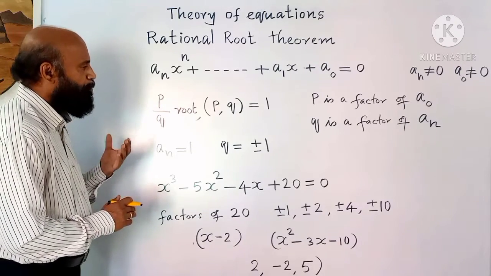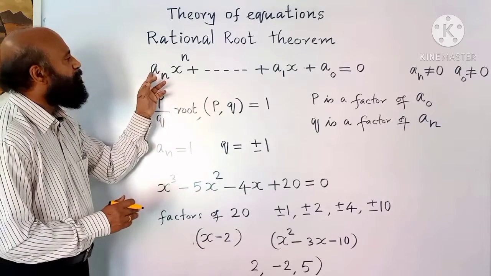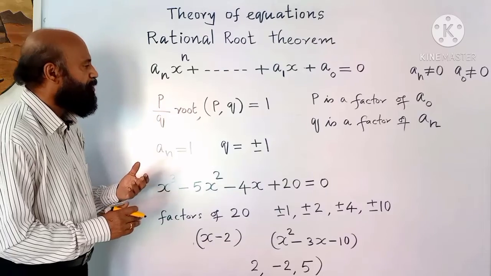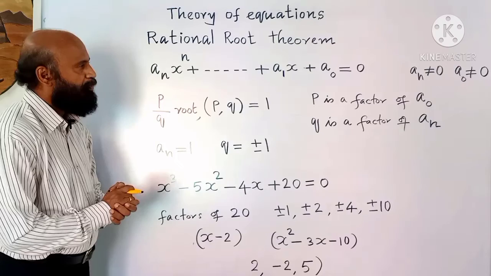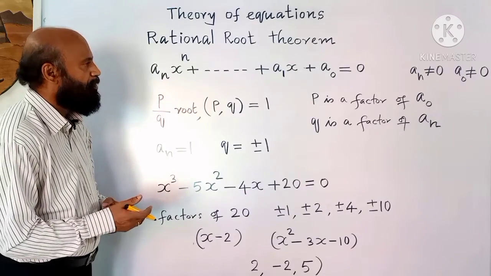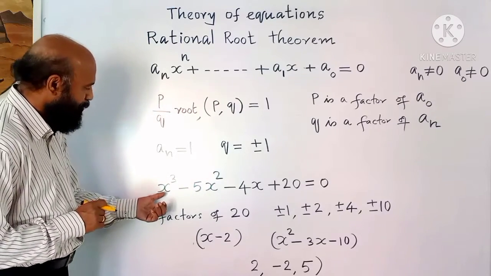That means for a monic polynomial with integer coefficients, the root should be an integer. A monic polynomial with integer coefficients cannot have a non-integral rational root. If there is a rational root, it should be an integer. Let us see this example.